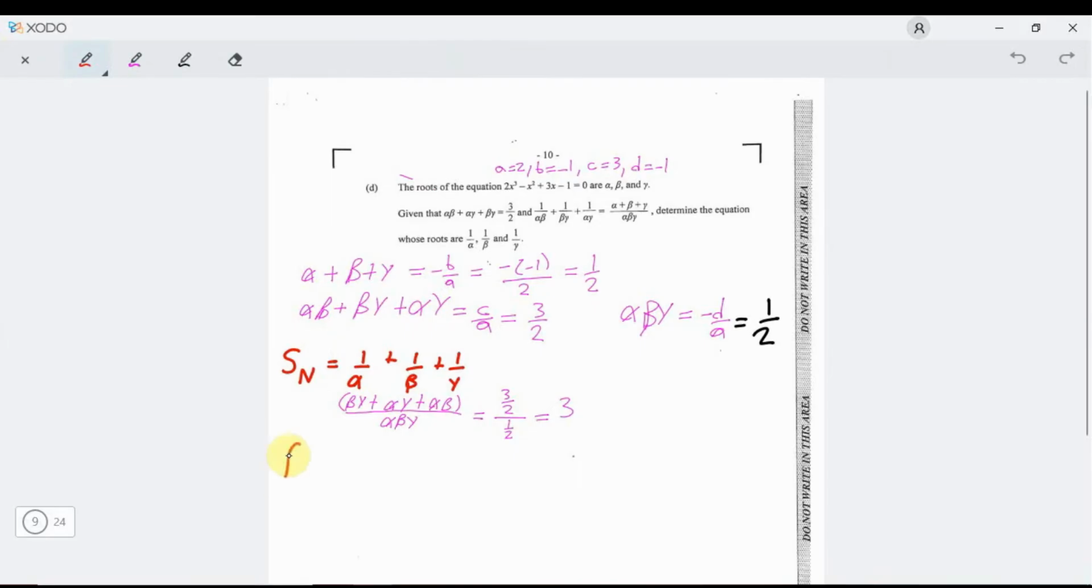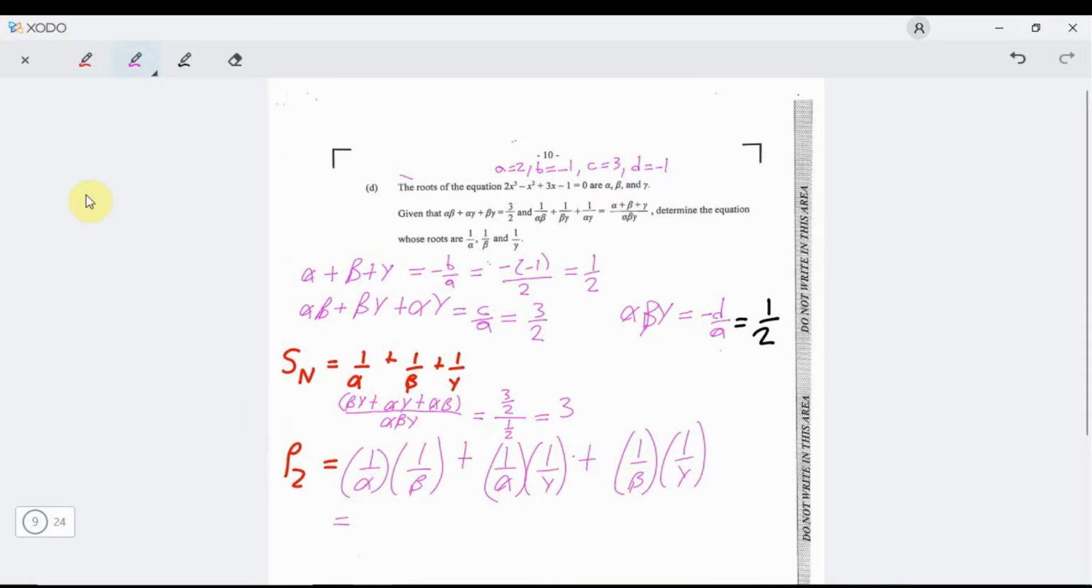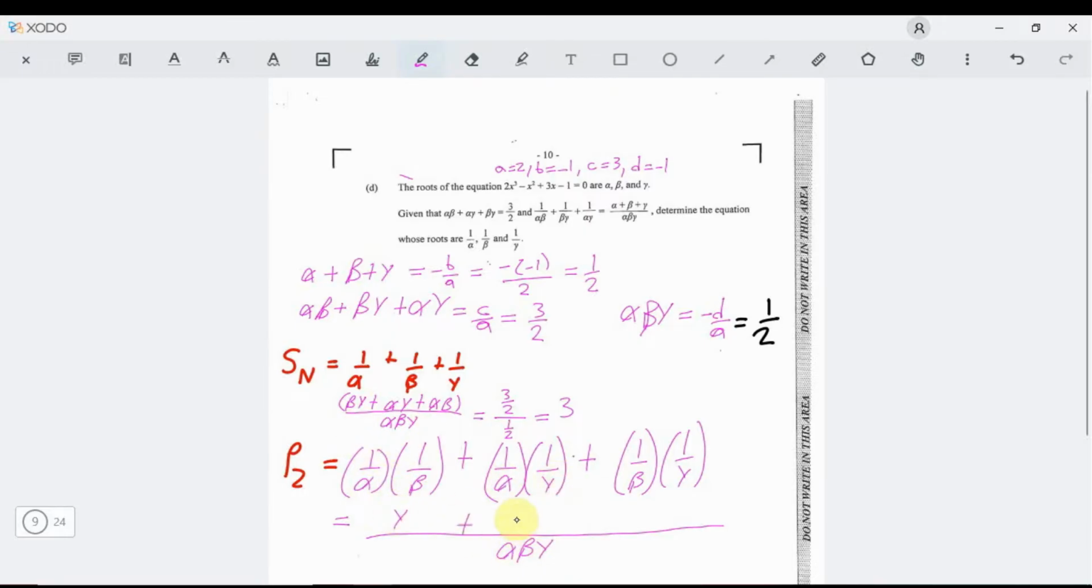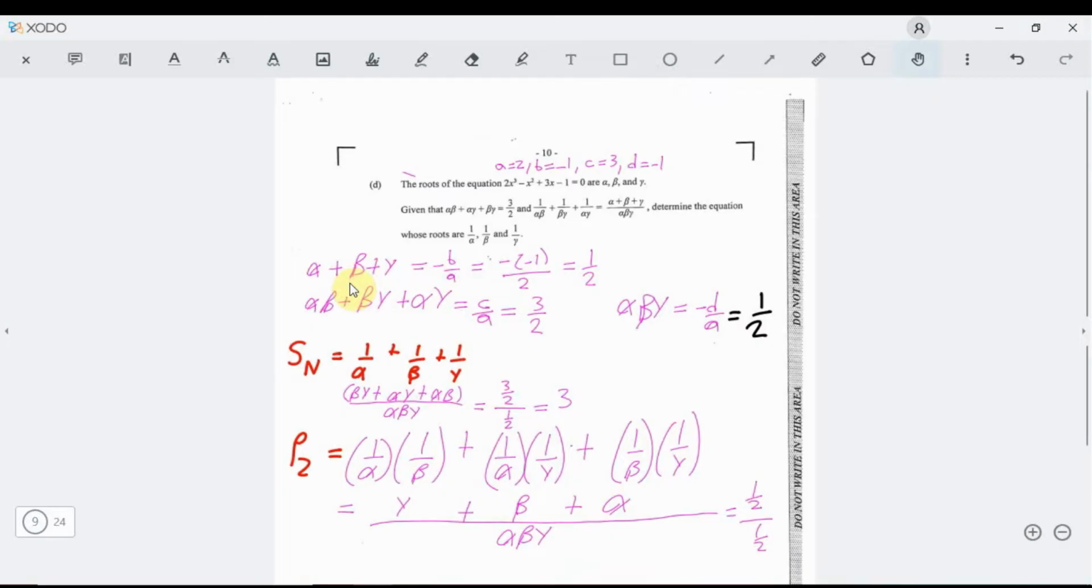The next thing you need is the new P2, the pairwise product. We multiply 1 over alpha times 1 over beta, plus 1 over alpha times 1 over gamma, plus 1 over beta times 1 over gamma. We need to find the LCM, which is alpha beta gamma. Alpha beta into this leaves gamma, alpha gamma into this leaves beta, and beta gamma into this leaves alpha. But alpha plus beta plus gamma is a half, divided by alpha times beta times gamma, which is a half. So P2 works out to be equal to 1.